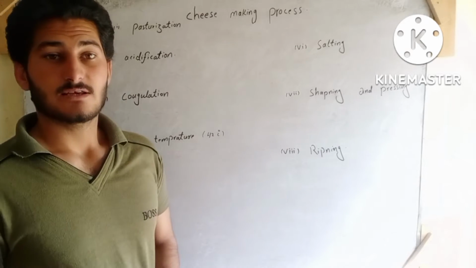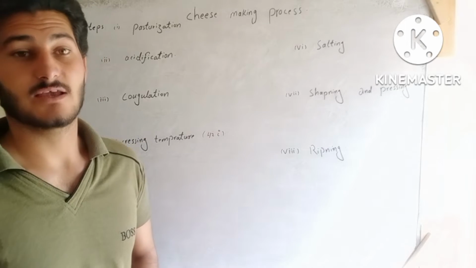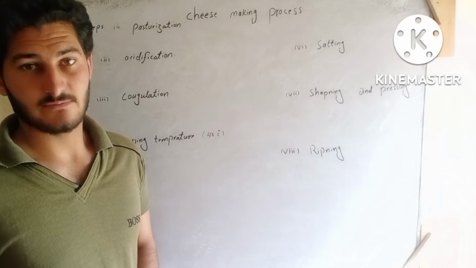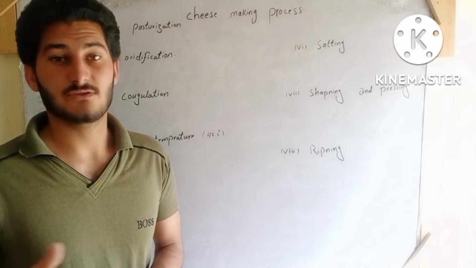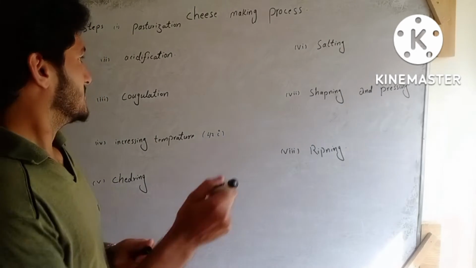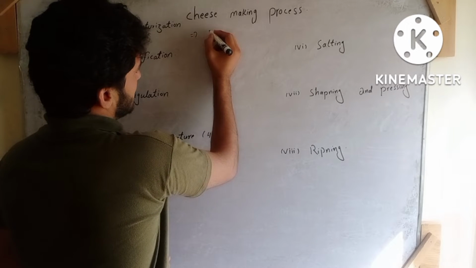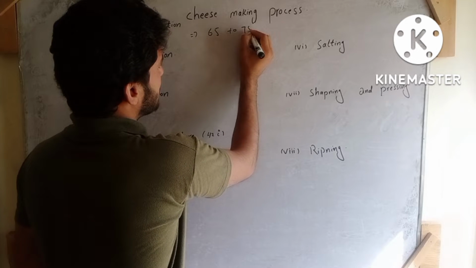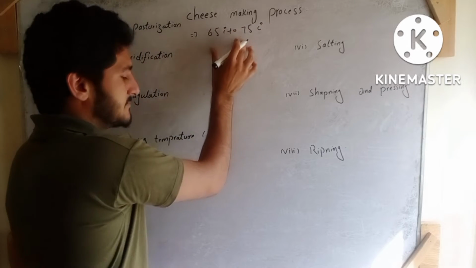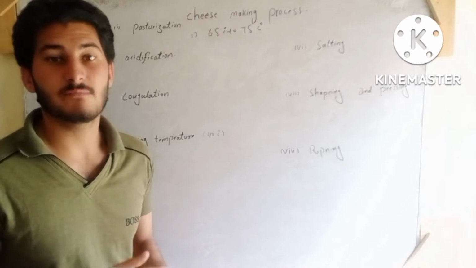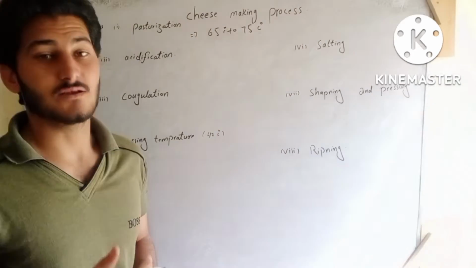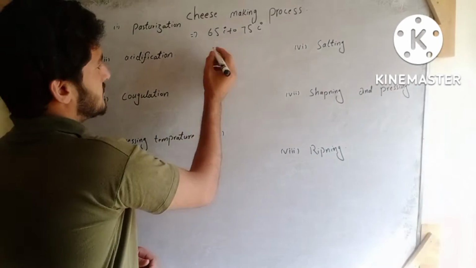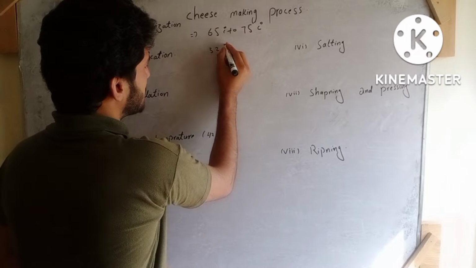Pasteurization is a process in which we apply a temperature from 65 to 75 degrees centigrade to remove the unwanted pathogenic bacteria. At this temperature, all the bacteria present in the milk are killed or removed. Now, after this, we reduce the temperature from 75 to 32 degrees centigrade.